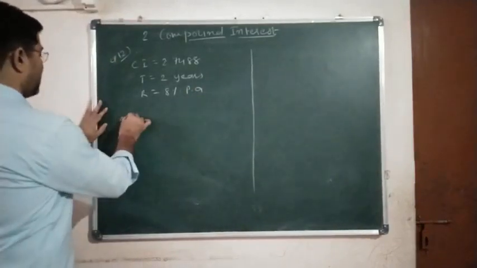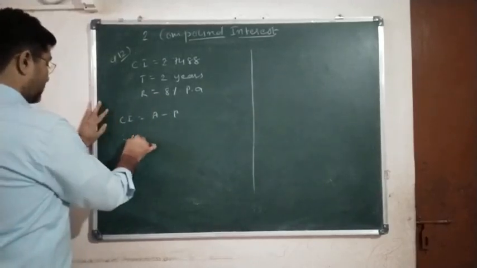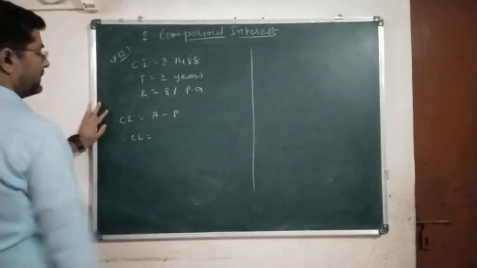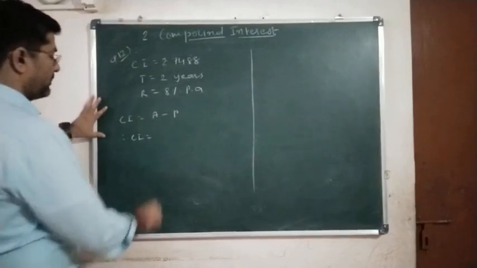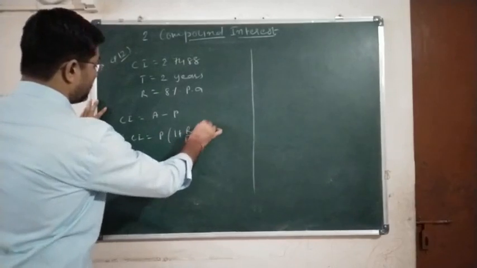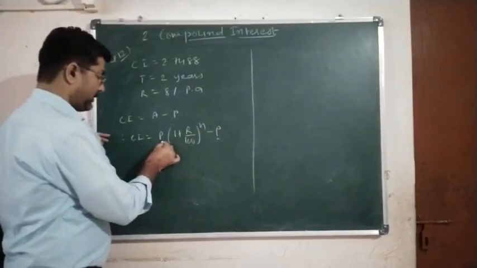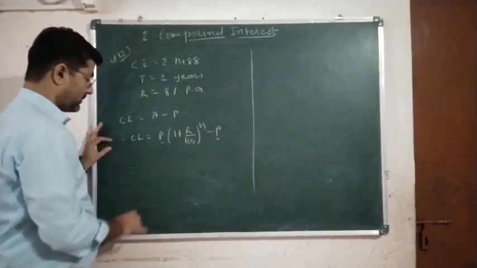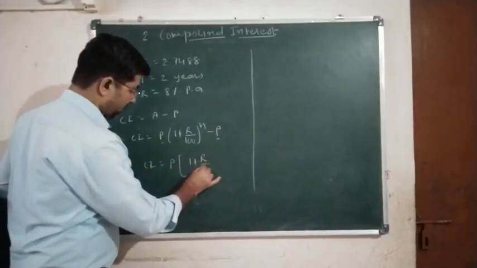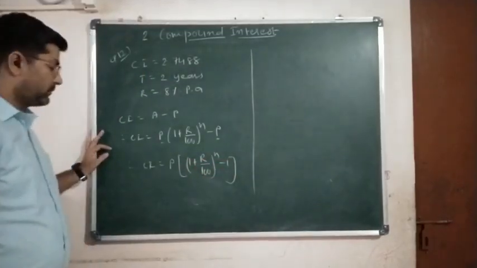We have a formula to calculate CI. CI is equal to A minus P. Since we don't have the value of A or P, for amount we will put the formula P into 1 plus R upon 100 raised to n, minus P. Now from the two terms we can take P common. So CI is equal to P into bracket 1 plus R upon 100 raised to n minus 1. Now we will put the values.